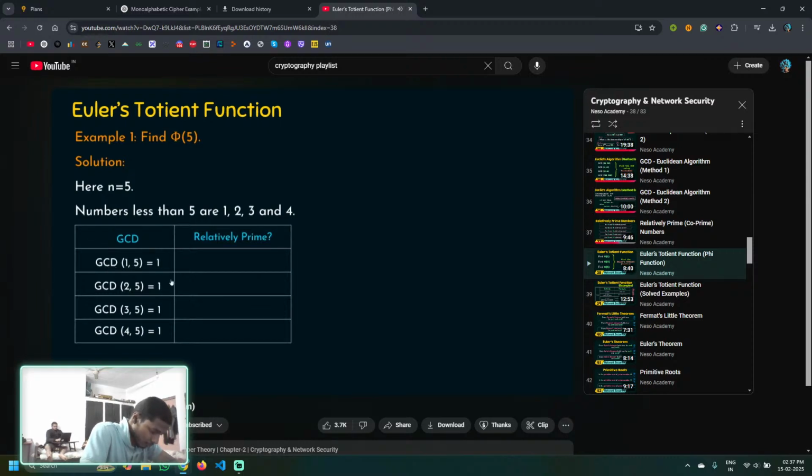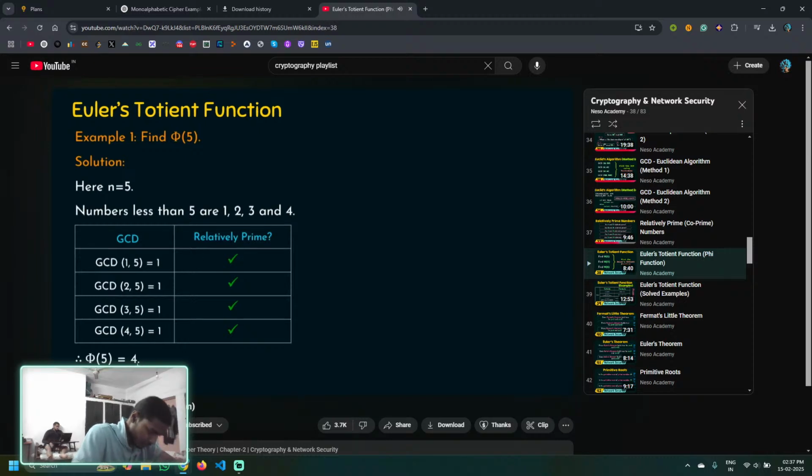Whenever the GCD of two numbers is 1, those numbers are said to be relatively prime. In this case, 1 and 5 are relatively prime, 2 and 5 are also relatively prime, 3 and 5 are also relatively prime, and 4 and 5 are also relatively prime. As per the definition, how many numbers that are less than n are relatively prime to n? 1, 2, 3, 4. So there are 4 numbers that are lesser than n that are relatively prime to n. So the answer is phi of 5 is equal to 4.